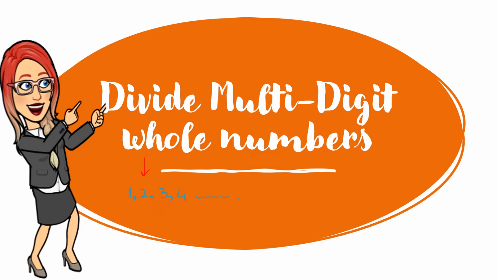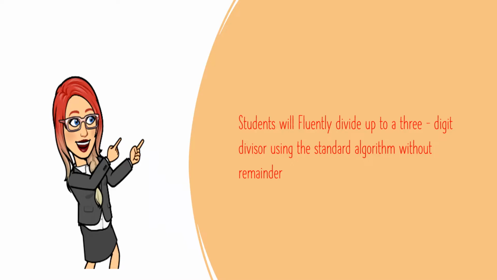Now, multi-digit whole numbers, right? It could be 24, it could be 453. So, multi-digit numbers, with many digits, can be divided by whole numbers. Let's try to understand what you will study and how you will study. You will study how to divide up to a 3-digit divisor using the standard algorithm without remainder, and with remainder we will study later.